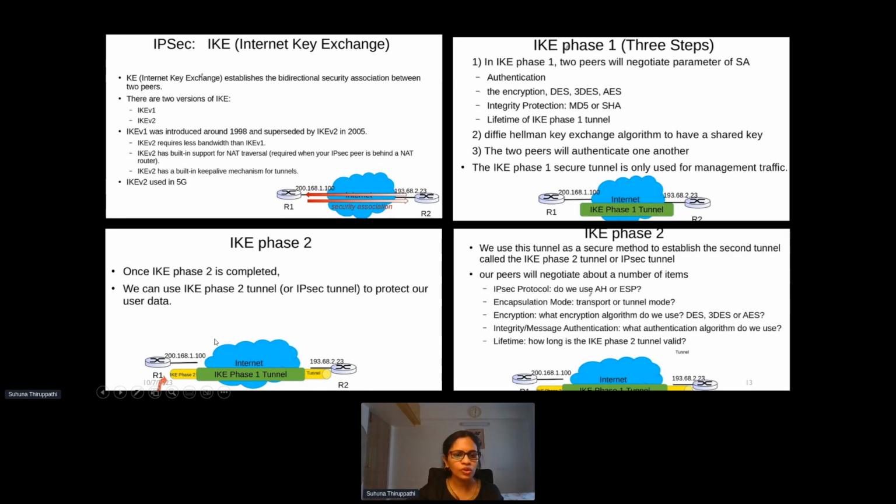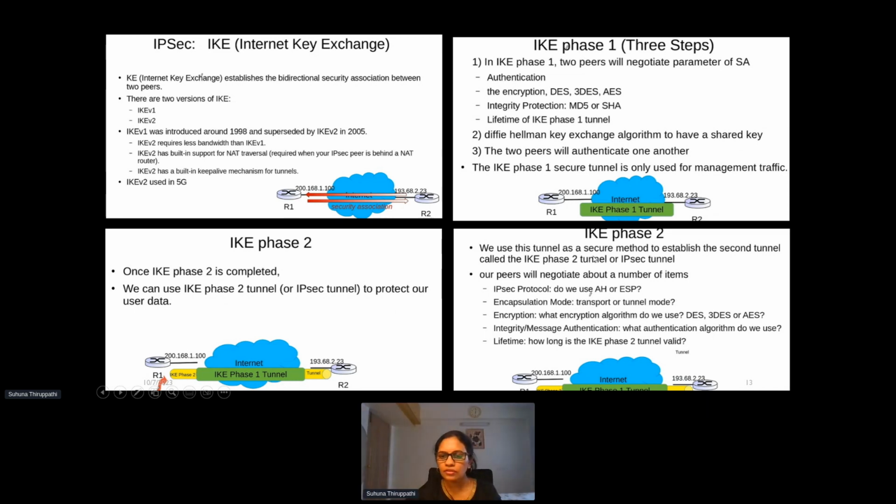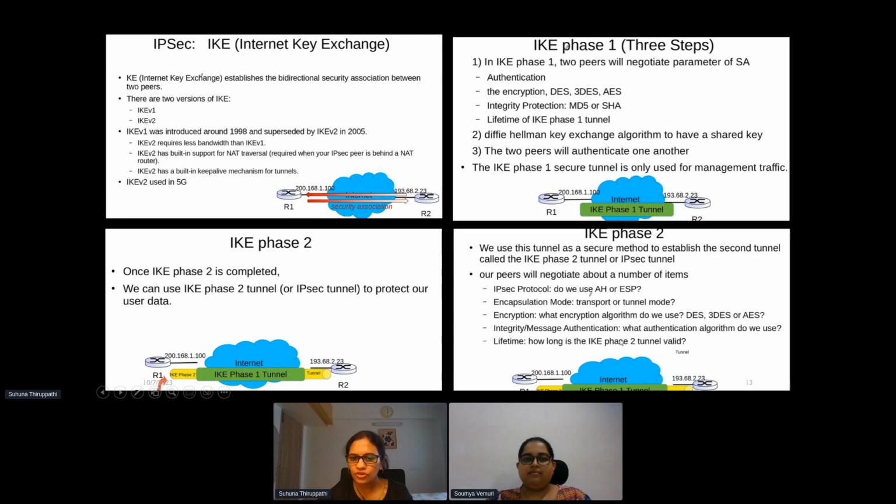IKE phase one is mainly used for management traffic. IKE phase two is used to protect our user data. Again, the negotiation happens about what protocol it wants to use. This negotiation part is explained here.